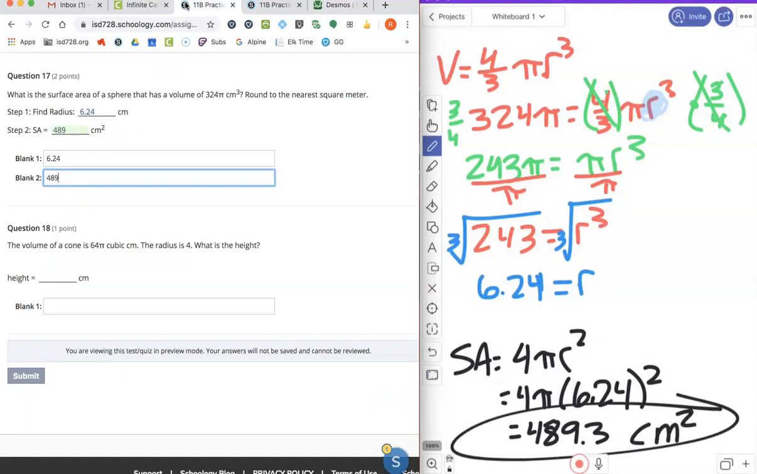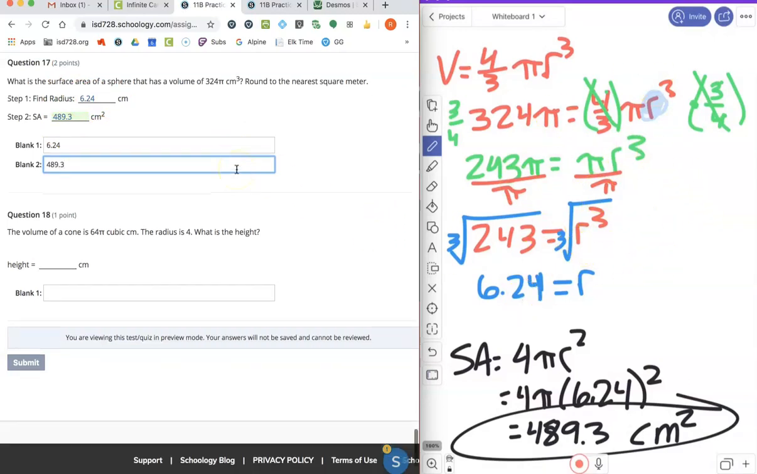So step 1 for that, it might not tell you step 1 and step 2 on the real test, okay? But step 1 is find the radius with this cube root thing. So just pay attention to my steps there, rewatch it if it doesn't make sense, ask your teacher if it doesn't make sense. But once you have r, the formula is pretty simple. So maybe put this formula on your note card too.